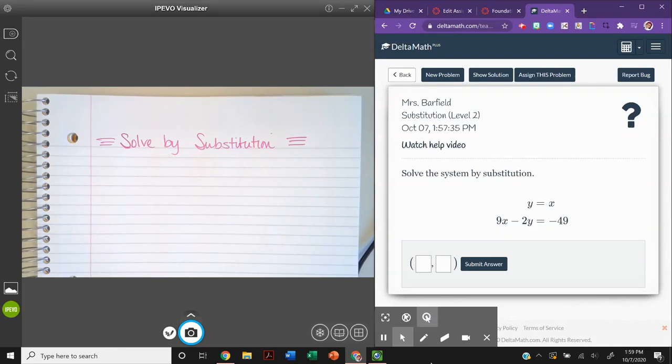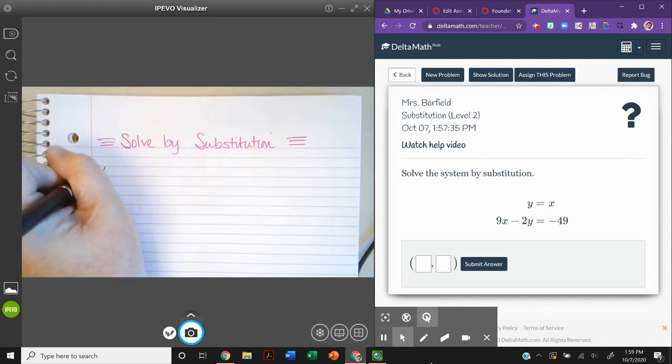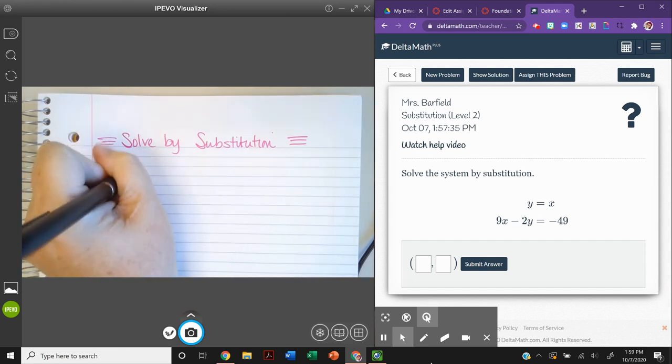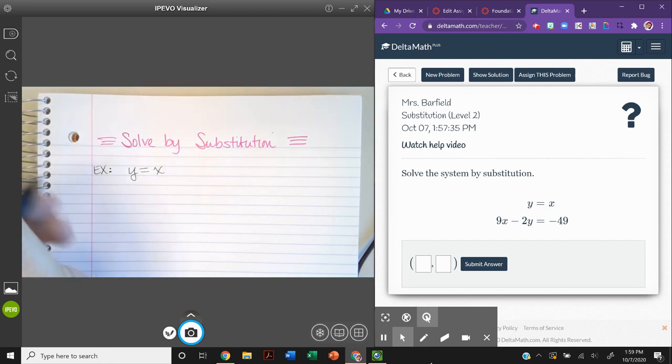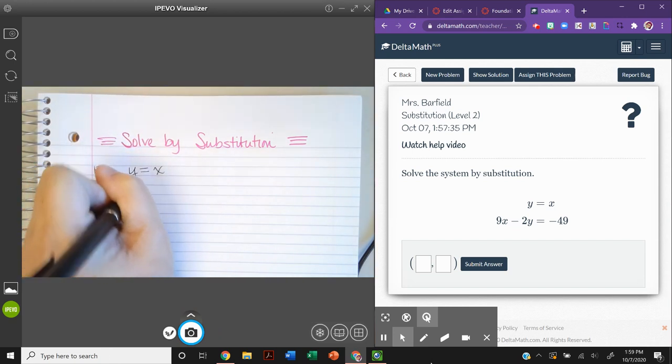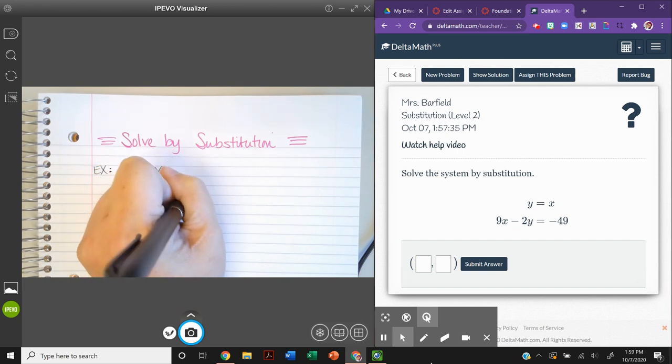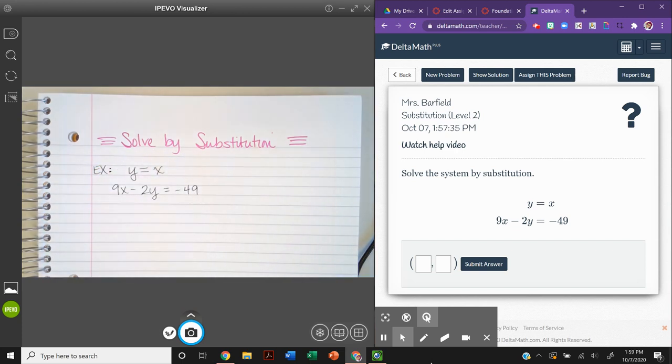All right, you guys, so welcome back to solving by substitution with systems of equations. So we're going to do a few more examples on our level 2 in Delta Math and then also our level 3. All right, so our first example is y equals x, and then we have 9x minus 2y equals negative 49.